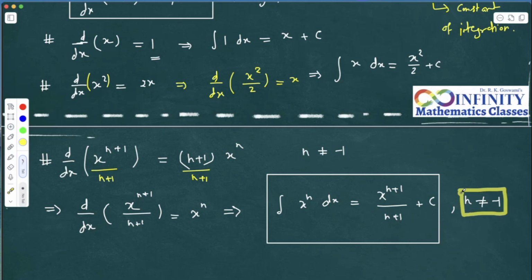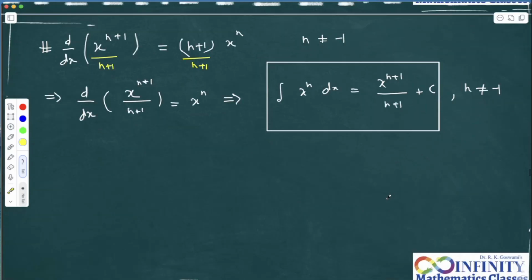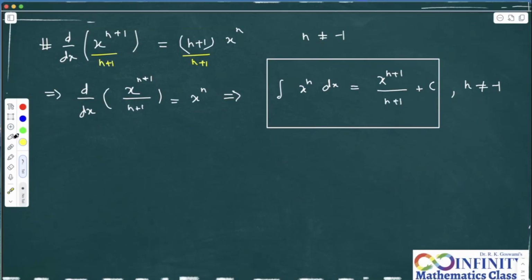That means to say that there must be some specific formula for n equals minus 1 also, right? Let us try to find that. In order to find that, let me remind you, there was a function log natural x, ln x. What was the derivative of ln x? If you can tell me.